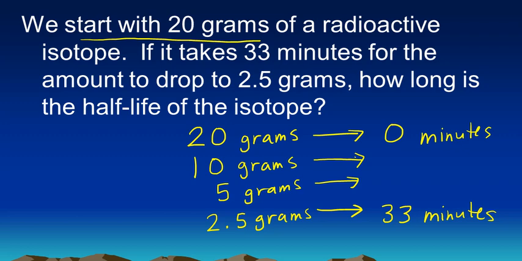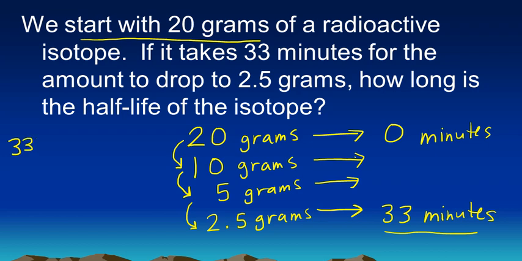I hope you didn't say 4. Because if you look at the number of half-lives that passed, remember, 20 grams is 0 minutes. We have one half-life here. The second half-life is that jump. And the third half-life is that jump. So really, only 3 half-lives. And so 33 minutes is the same as 3 half-lives.